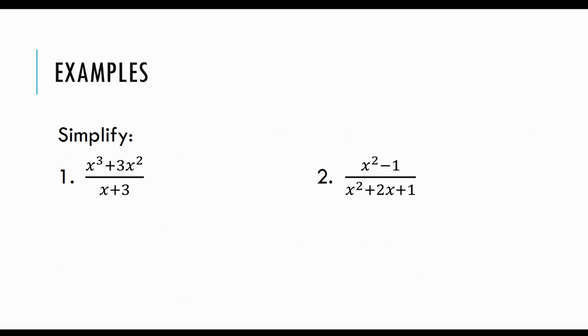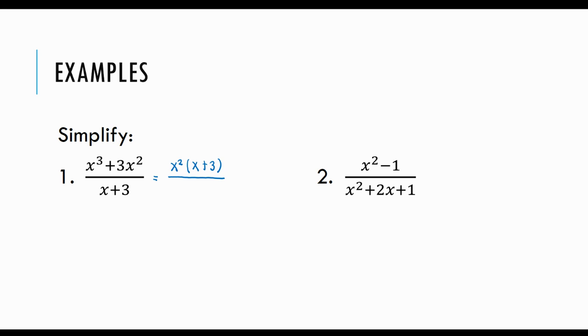So let's take a look at some examples. We've got x cubed plus 3x squared all over x plus 3. If I want to simplify this, I want to factor the numerator and denominator completely. The first thing we do when we factor is always look for a GCF. In my numerator, it looks like there is one. There's an x squared in common with both of those terms. That would leave us then with an x plus 3.